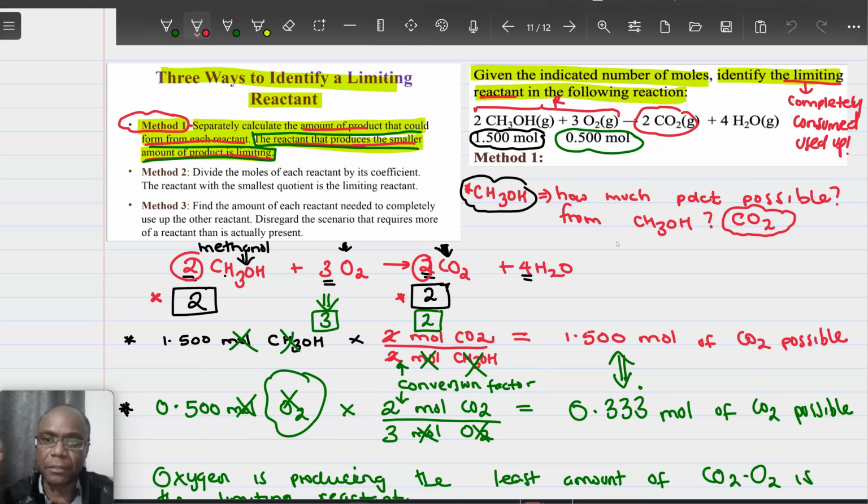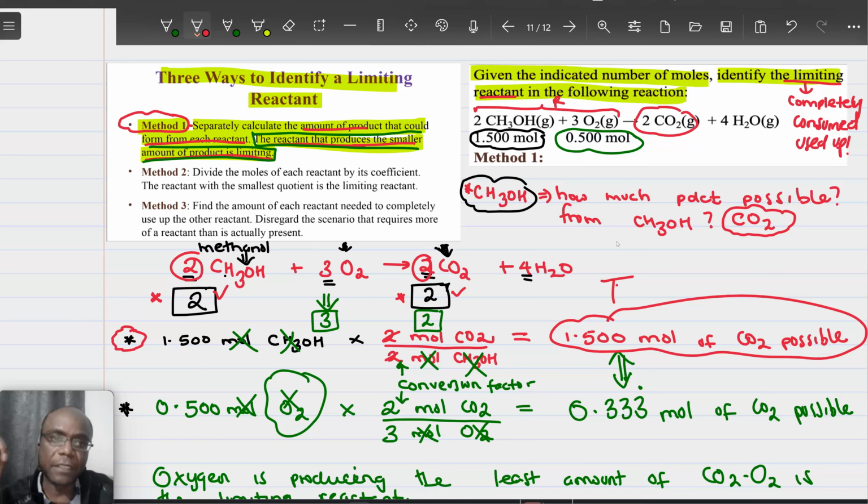So for example, I can still walk you back on this. When we tested methanol to see if methanol was limiting, we multiplied the amount of methanol by the mole ratio of one of the products, CO2, to the methanol, which is 2 to 2. The amount of possible CO2 formed would be 1.5 mole. This is what we would call the theoretical yield of CO2, meaning if everything goes well, this is the maximum amount of CO2 that can be formed if methanol was limiting.